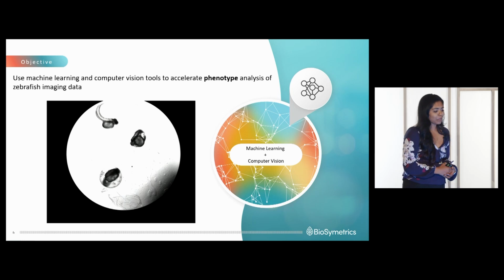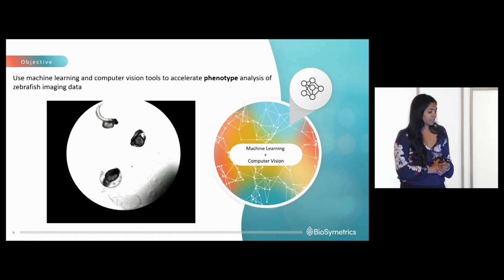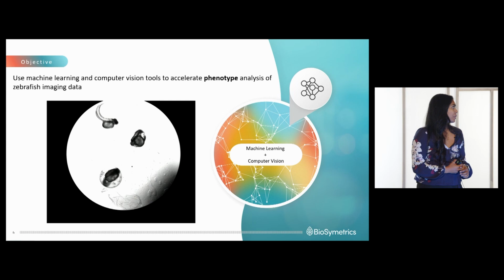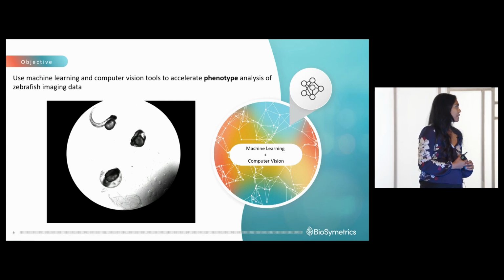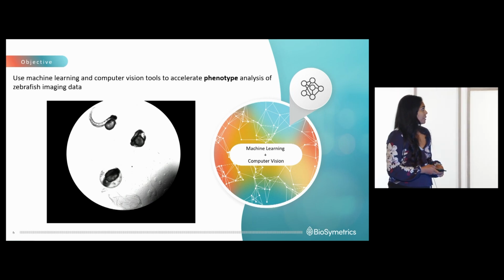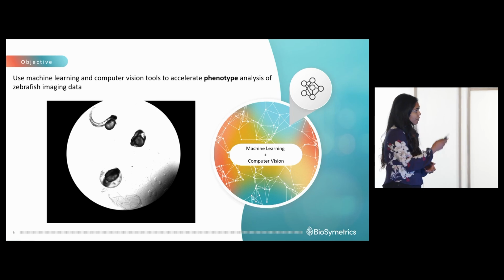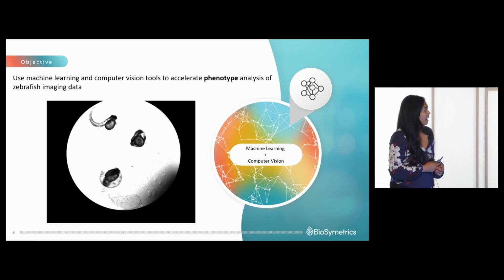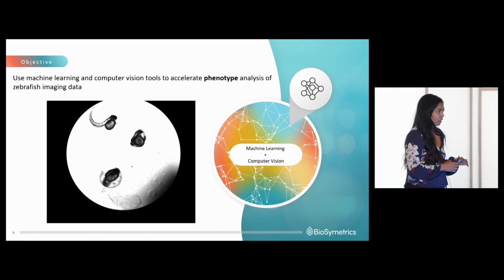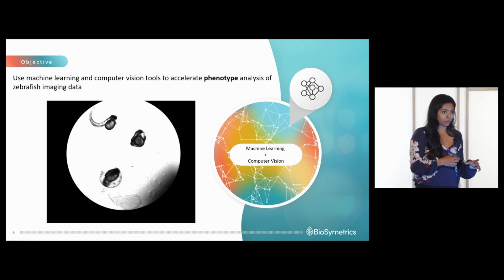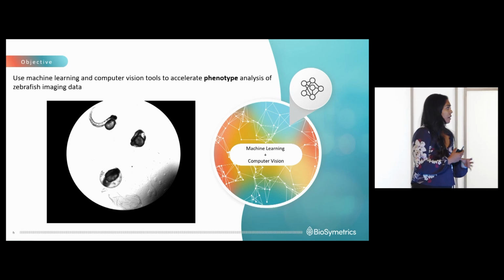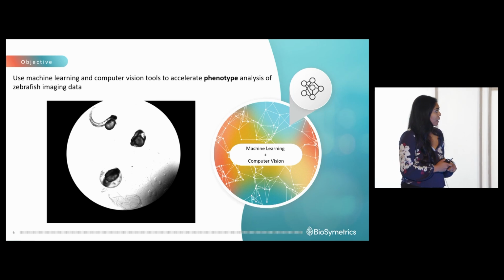Okay, so the overall objective was to basically use machine learning and computer vision tools to accelerate phenotypic analysis of zebrafish imaging data. That image up there on the screen is a single well. Again, there are 96 of these in a single plate, but this image itself is a single well of a zebrafish. This is a disoriented well.